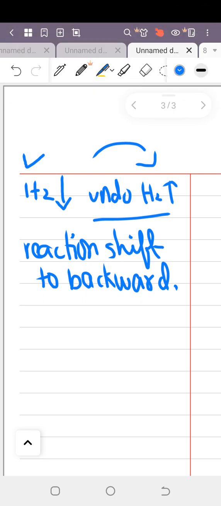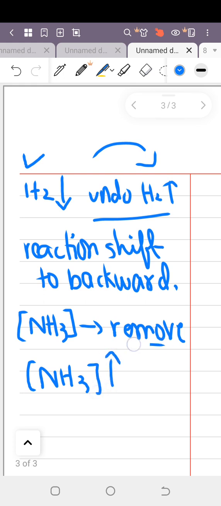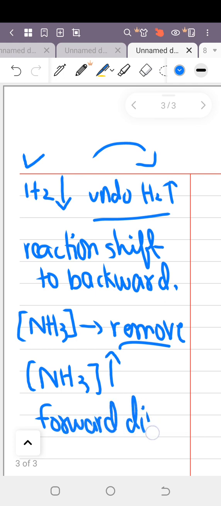Here we have another example. If I remove NH3, earlier increase and decrease was done, now if I remove the NH3 concentration, I have to undo this by increasing the concentration. So whenever anything is removed, the equilibrium will shift in the forward direction.